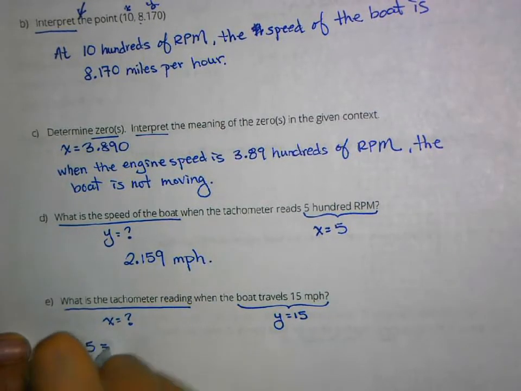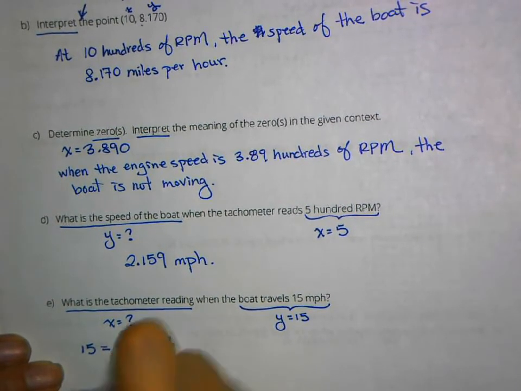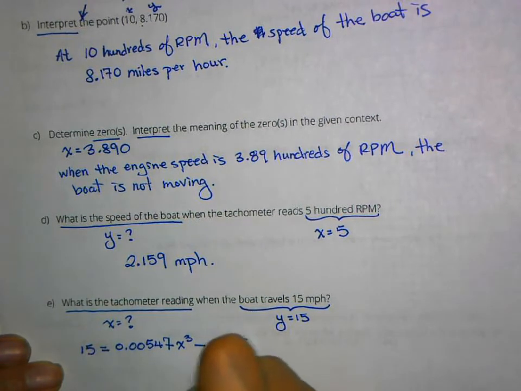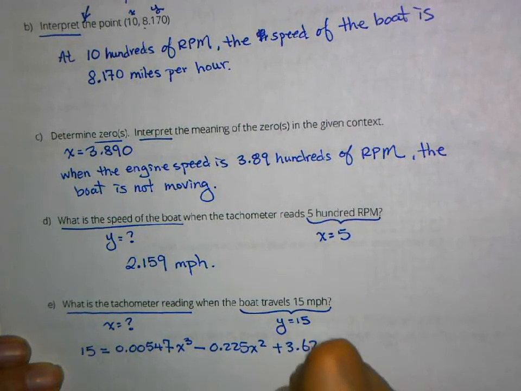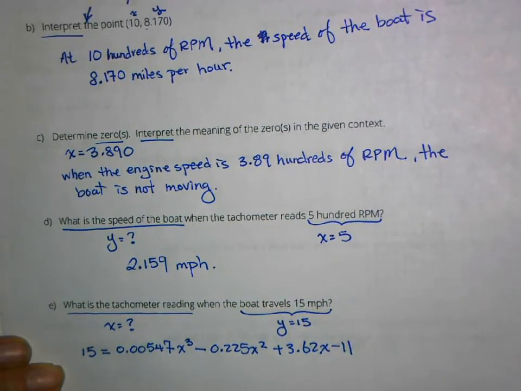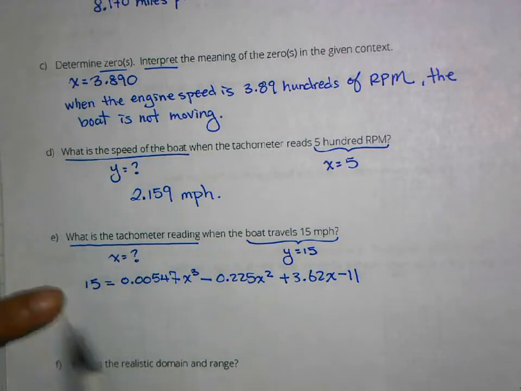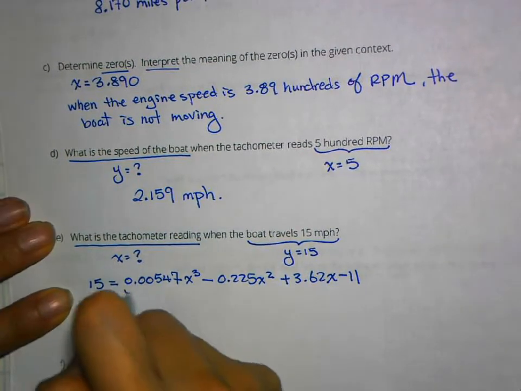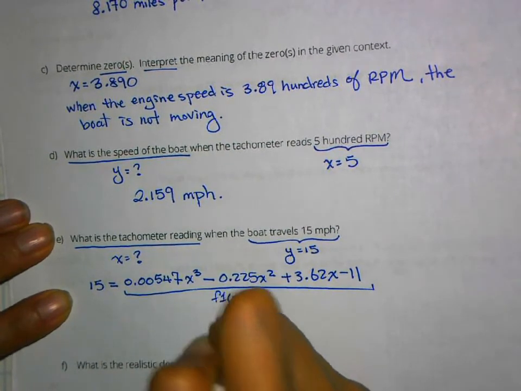15 equals 0.00547 x cubed minus 0.225 x squared plus 3.62 x minus 11. They want you to solve this equation. Remember that trick that we talked about when we solve equations using a calculator. You already have this equation in graph f1 of x.